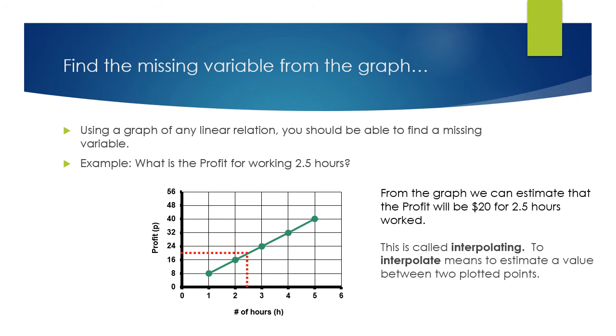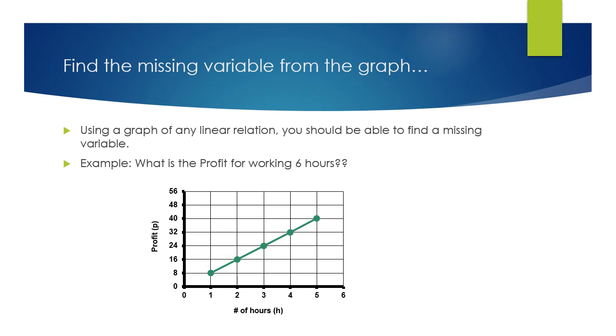Okay, this is called interpolating. To interpolate means to estimate a value between two plotted points. So we knew that 2 hours would give us $16 and 3 hours would give us $24, and we interpolated that 2.5 hours would give us about $20. So it's in between information we already knew.